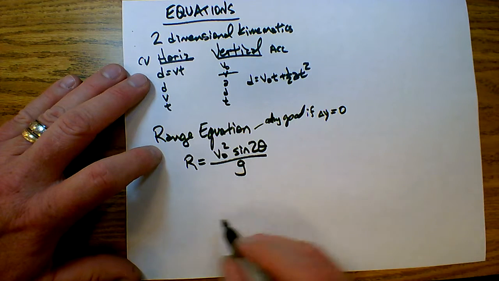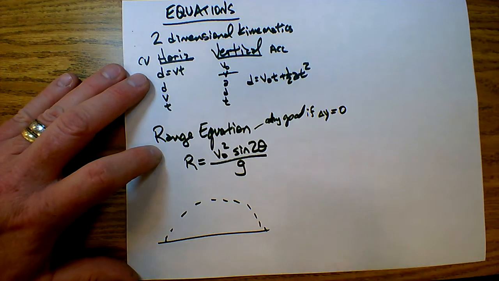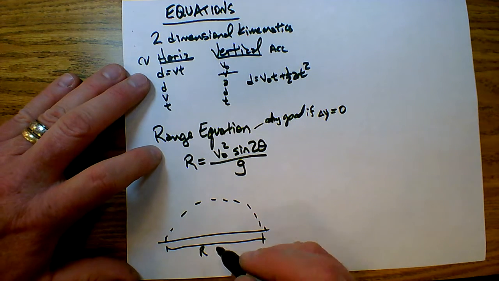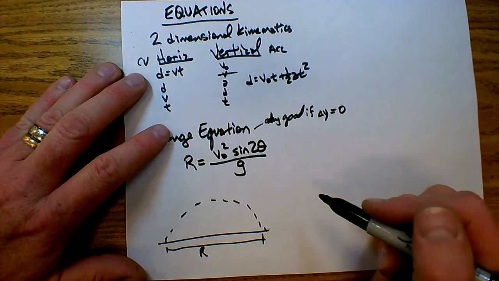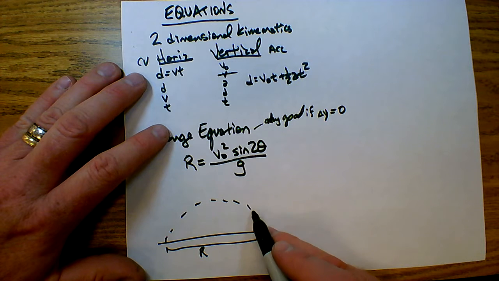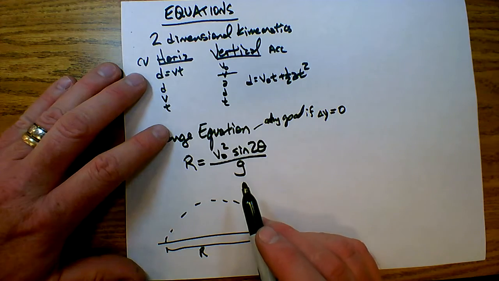So if I have a projectile and it's launched from the ground, it's going to come back and hit the ground, I can use the range equation. The range is defined as this horizontal displacement right here. But remember, it's only good if we have 0 vertical displacement. If this is going to land on a roof, it doesn't work. If it's going to go off a cliff and go lower, it's not going to work. This will give us that horizontal range using that range equation.